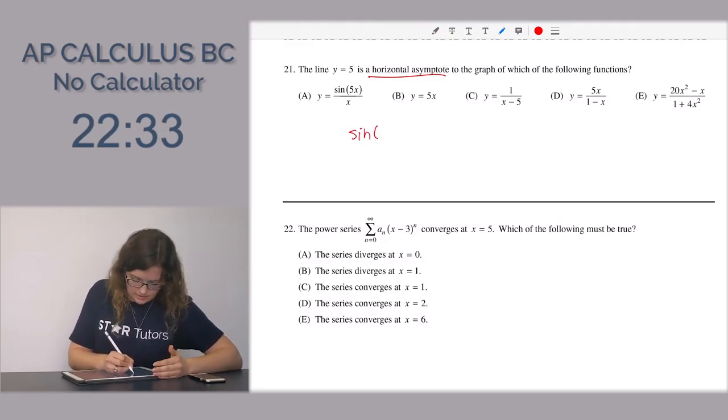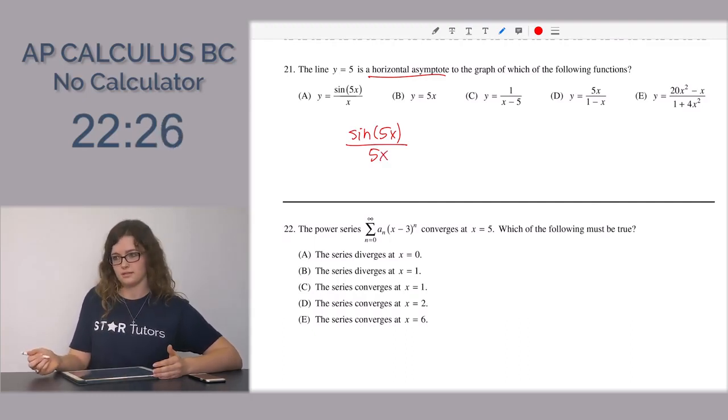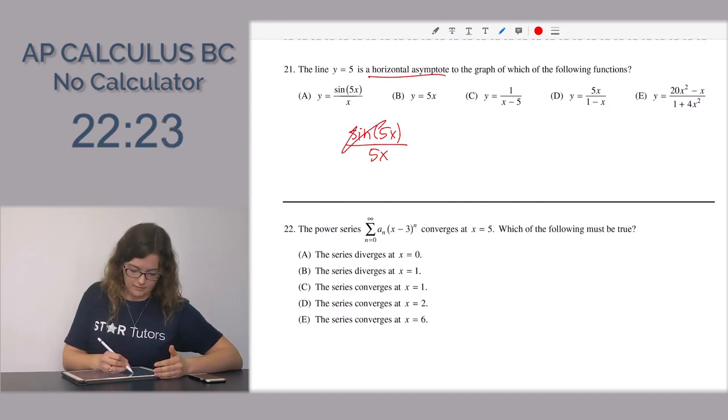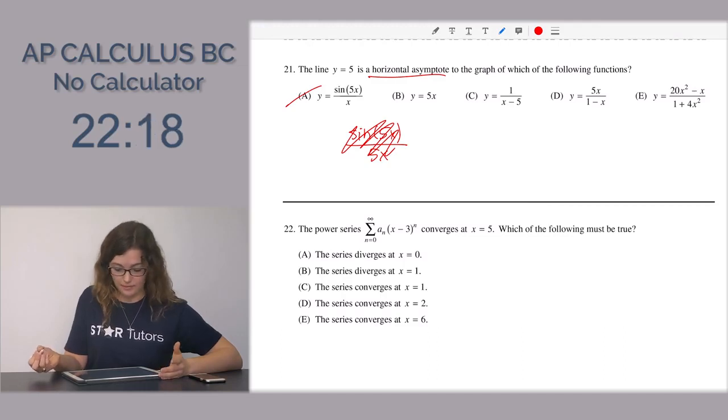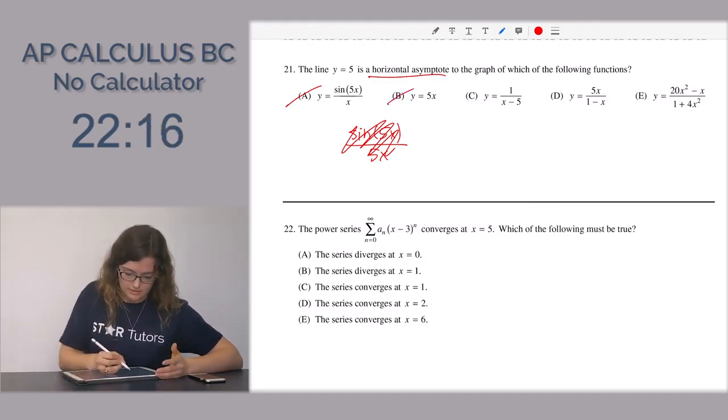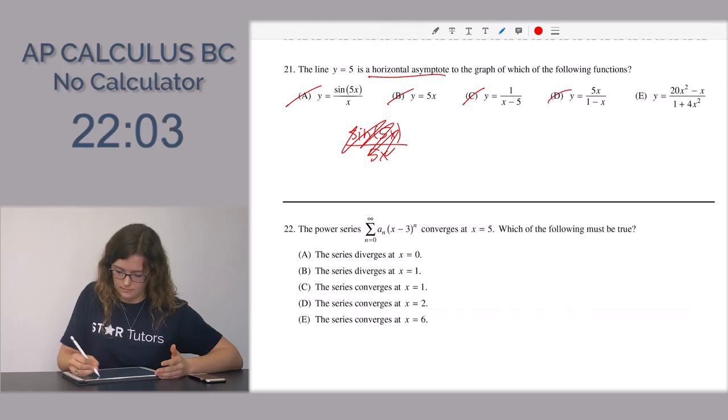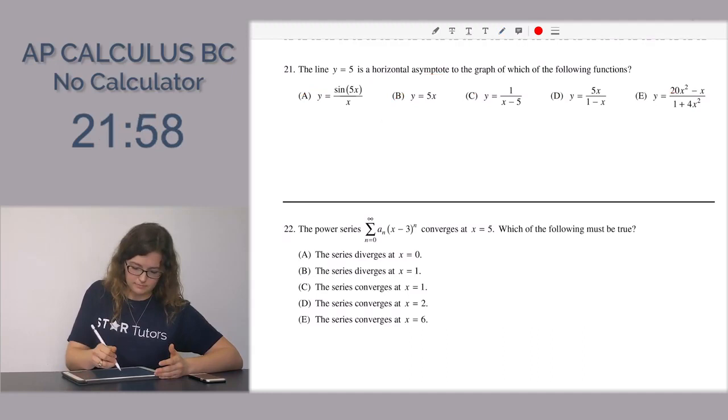I would rewrite this as sine of 5x over, I want to get a 5x on the bottom, because I know that the limit of this one, oh, that says x goes to 0, not as x goes to infinity. Silly me. Okay, not A. Sine doesn't have a limit as x goes to infinity because it just keeps oscillating. As x goes to infinity here, you go to 0, not to 5. As x goes to infinity, this would go to negative 5, 5 over negative 1. So it's got to be E, which it does. It goes to 20 over 4, because those are the highest powers of x.